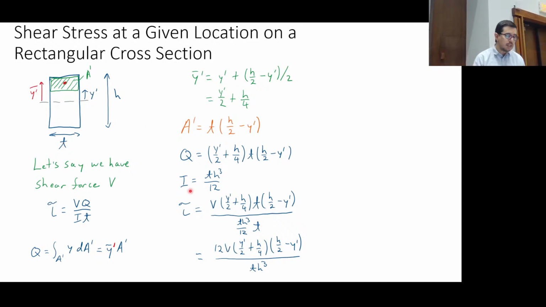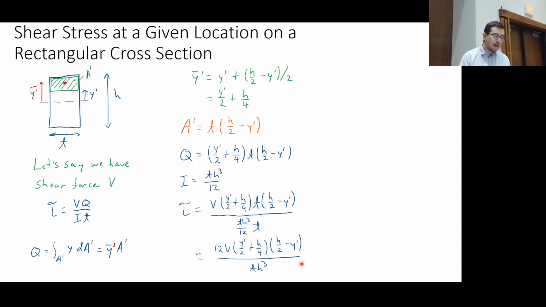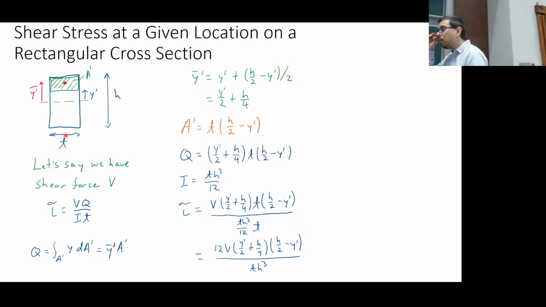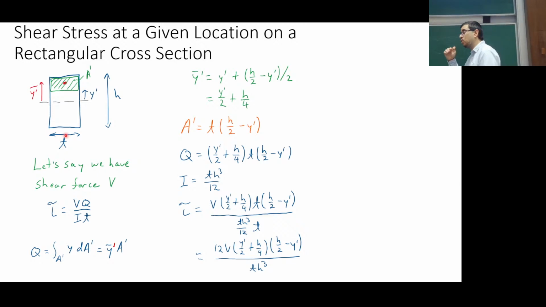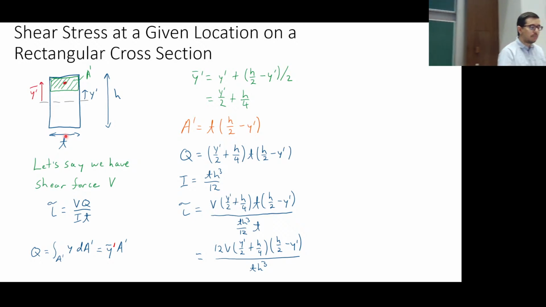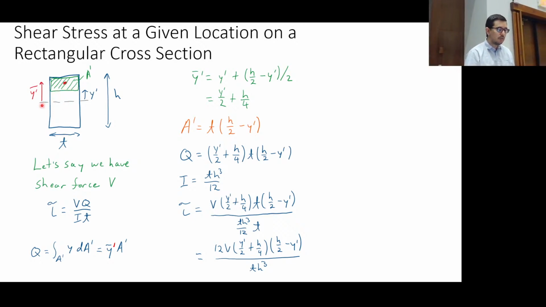So now you see this tau, the shear stress, is a function of y prime. So if you tell me, the beam has height of 1 meter, which would be a really large beam, but it has height of 1 meter, and I want to be halfway up from the neutral axis, so that would be 0.25 meters, I could put 0.25 meters in for y prime, and then h would be 1 meter, and I can do this calculation.